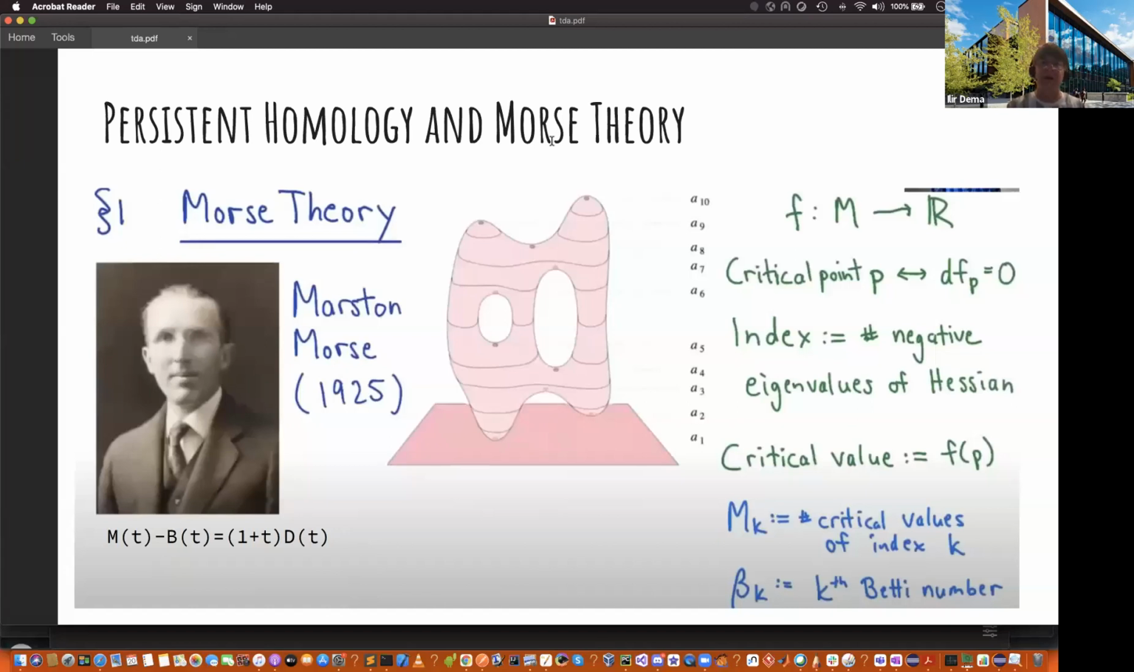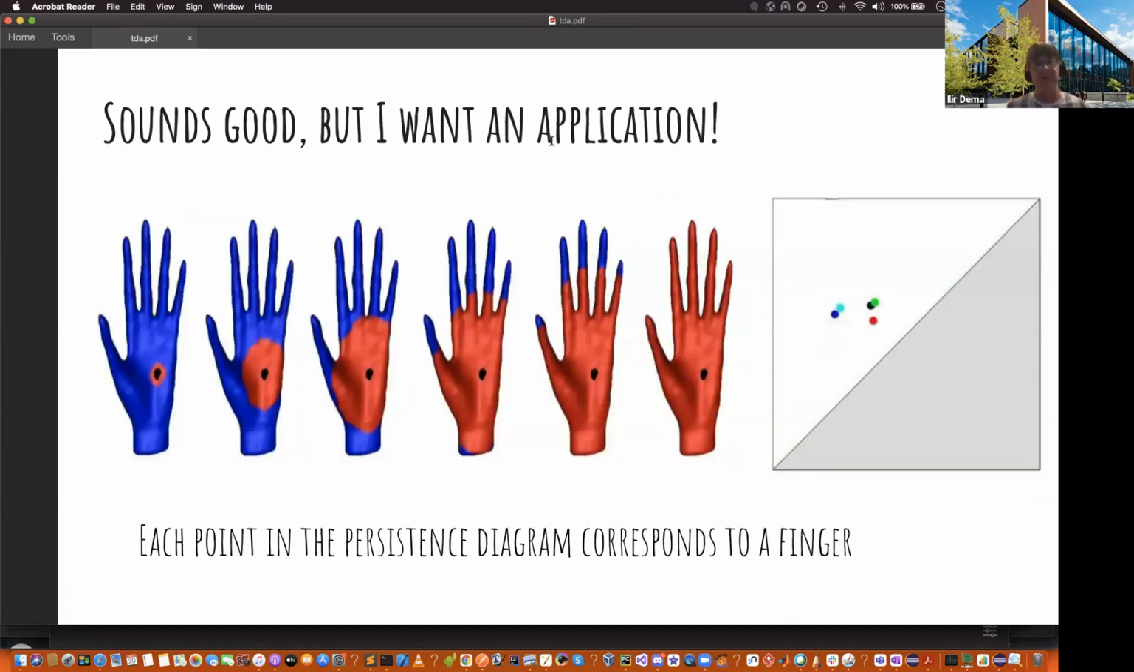So where are the applications of this? Okay, sounds great, but I just want an application. All right.